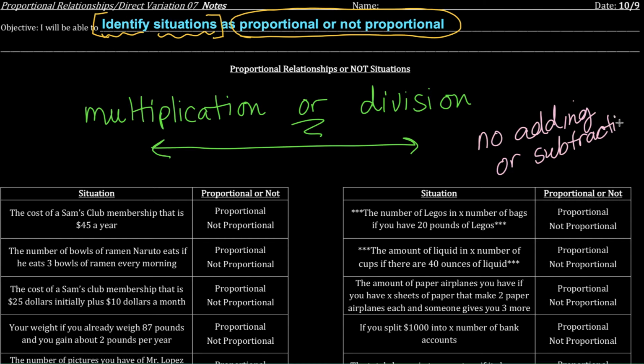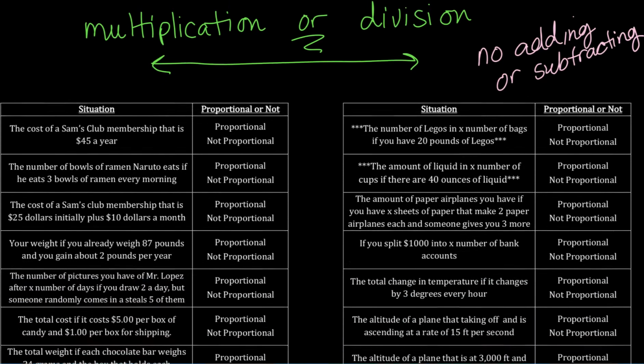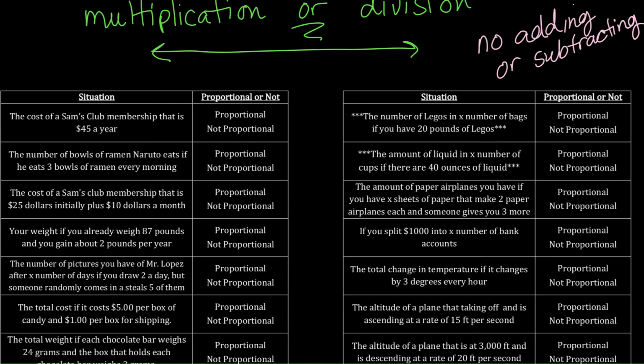Now, if you could represent the adding or subtracting as multiplication or division for some reason, that's fine. But no adding or subtracting, you'll see. It's just easier to show you. So let's go here. The cost of a Sam's Club membership, that is $45 a year. So the cost is $45 a year.